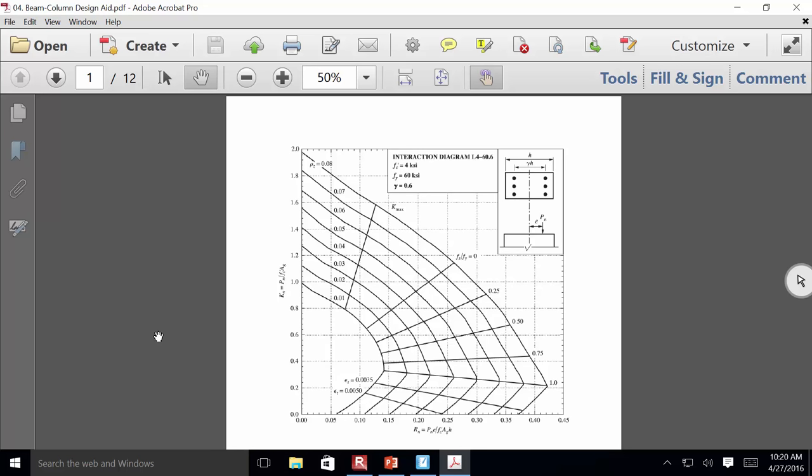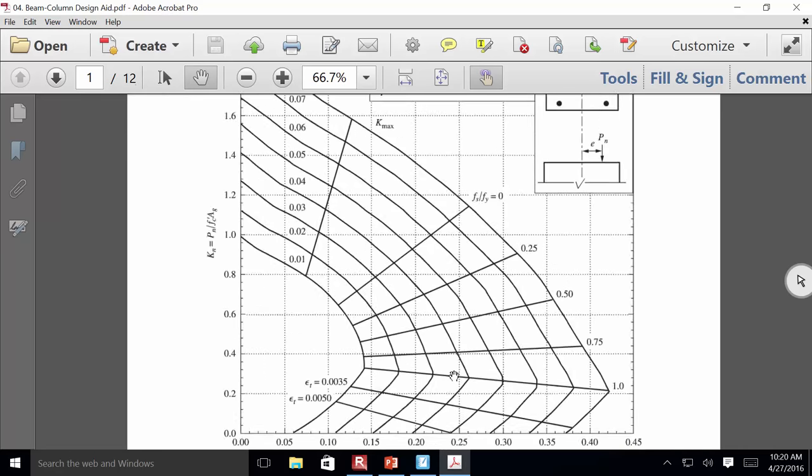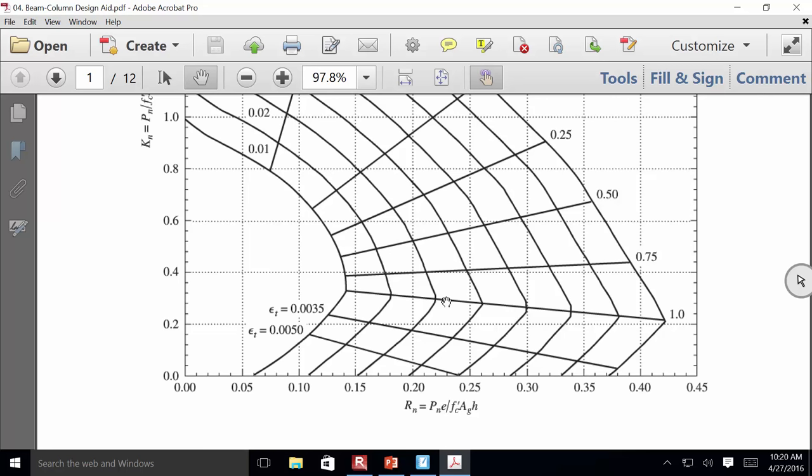Now let's look at this plot, for instance. I'm going to zoom in a little bit. Let's say you've got a KN of 0.6 and an RN of 0.2. That's going to put you about right there, right? Make sense? Okay, so this is 0.01, 0.02, 0.03, 0.04. What are we at? Let's see, we've got like that, then like that, maybe 0.0032, sorry, that's one extra zero.